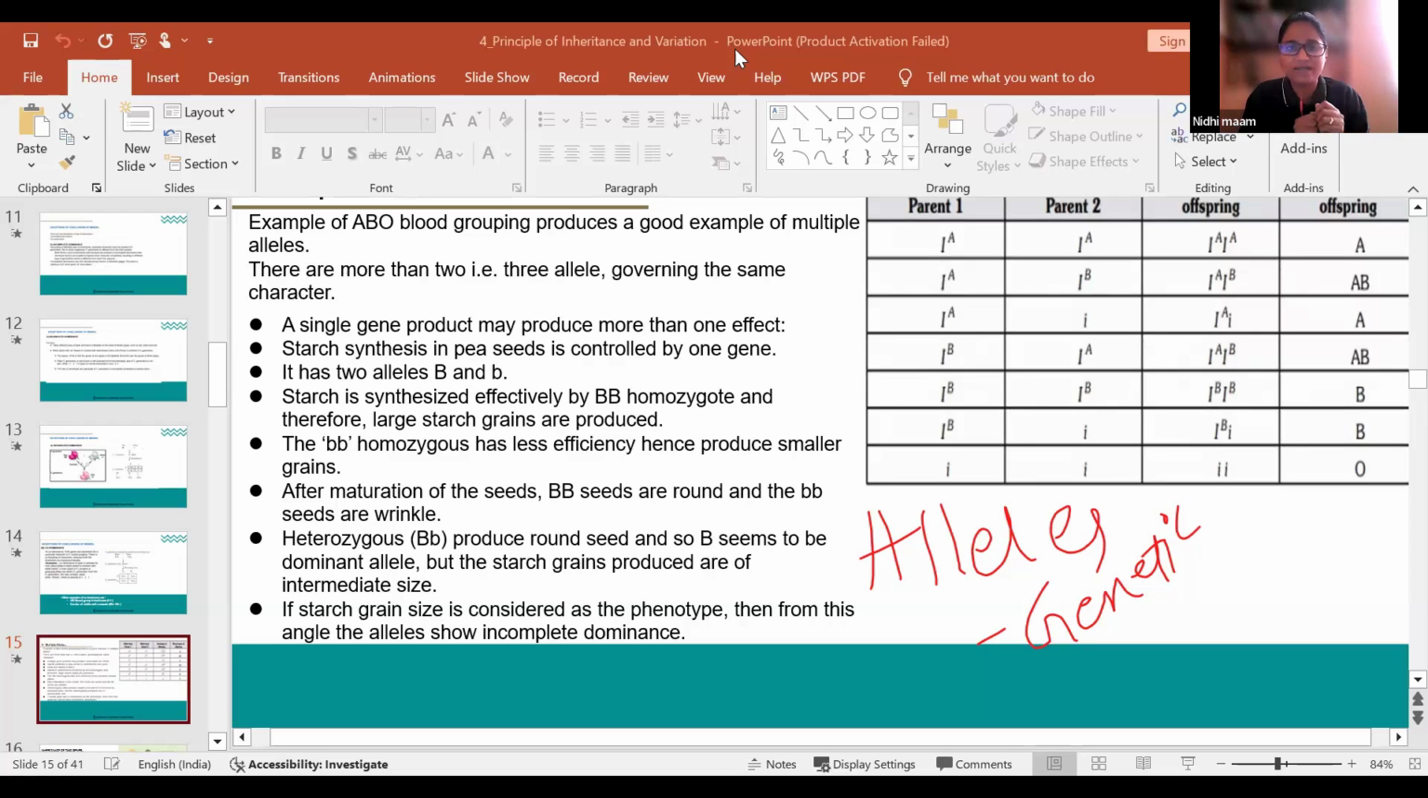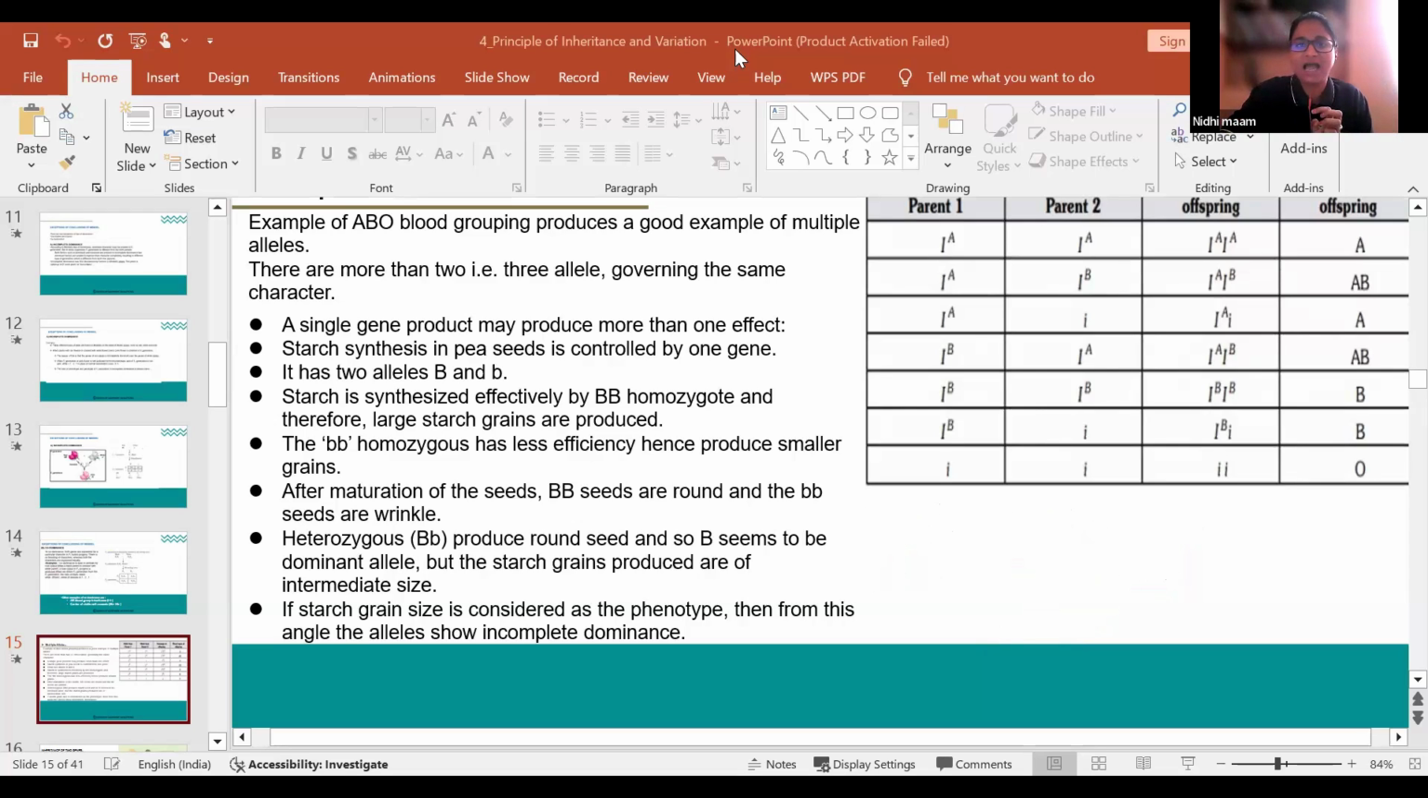So according to Mendel ಅವ್ರು ಏನ್ ಹೇಳಿದ್ರು, every character, ಪ್ರತಿಯೊಂದು ಗುಣ ಲಕ್ಷಣಕ್ಕೂ ಎರಡು ರೀತಿಯ ಅಲೀಲ್ಸ್ ಗಳು ಇರ್ತವೆ ಅಂತ. ಬಟ್ our blood group, human blood group ಅನ್ನ ನಾವು ಕನ್ಸಿಡರ್ ಮಾಡಿದ್ರೆ we have multiple alleles. ಅಂದ್ರೆ ಎರಡಕ್ಕಿಂತ ಹೆಚ್ಚು ಜೆನೆಟಿಕ್ ಫಾರ್ಮ್ಸ್ ಗಳು ನಮ್ಮ ಬ್ಲಡ್ ಗ್ರೂಪ್ ಇದೆ. Very interesting concept it is. So let us learn. There are more than 2, that is 3 alleles governing the same character. ನಮ್ಮ blood group ಅನ್ನ decide ಮಾಡೋದಕ್ಕೆ we have 3 alleles.